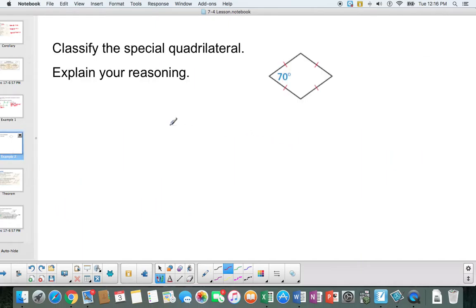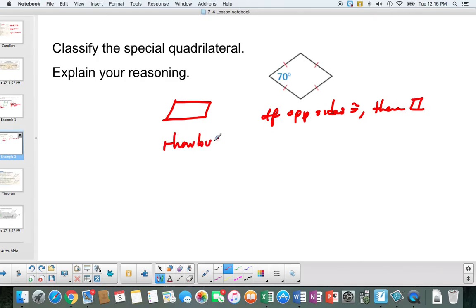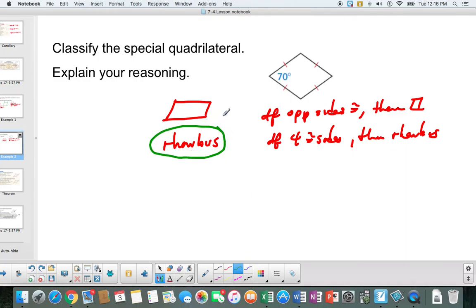Classify the special quad. Well, I know that it's a parallelogram, and that's because if opposite sides are congruent, then it's a parallelogram. It's also a rhombus because if you have 4 congruent sides, then it's a rhombus. So if we're going to classify this, since we have 2 answers, we want to always choose the most specific answer, and so we'll say it's a rhombus.